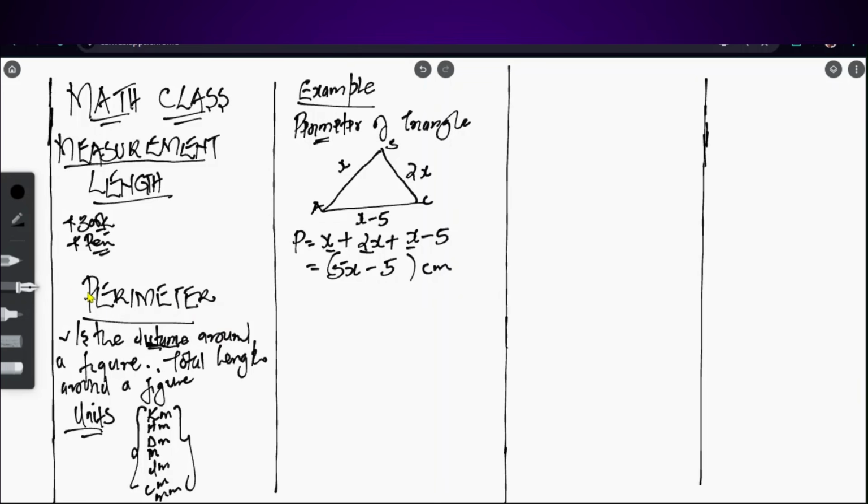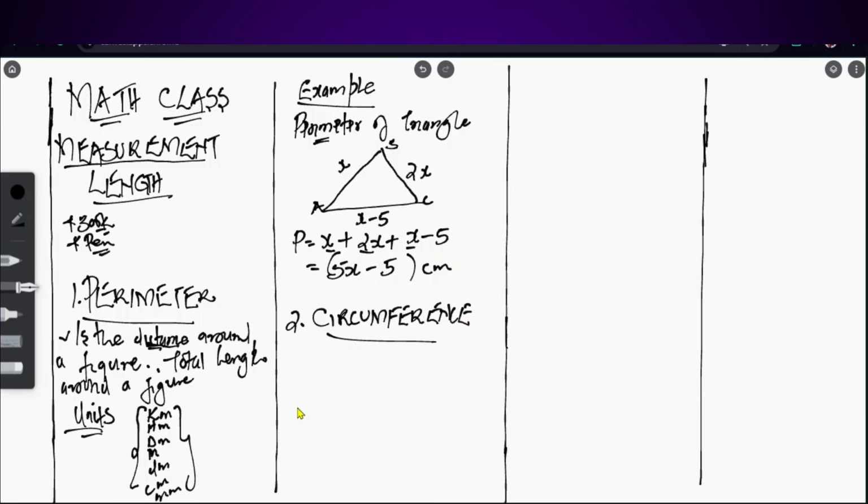So this is the first part. The second part is circumference. I want us to talk about the circumference of a circle.